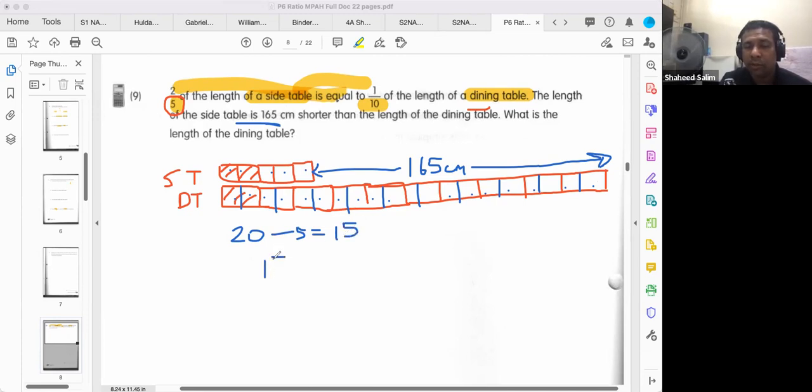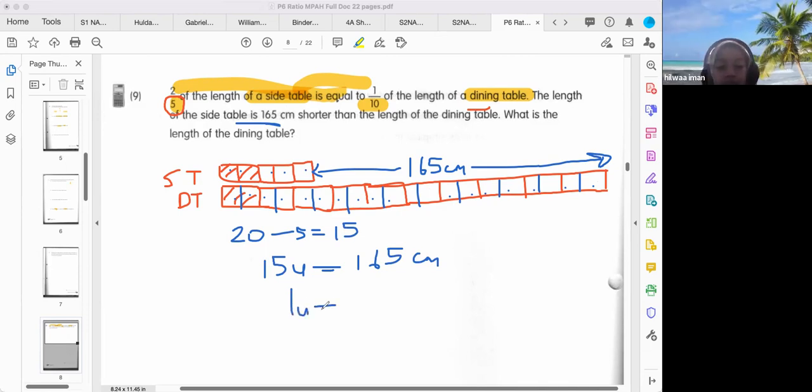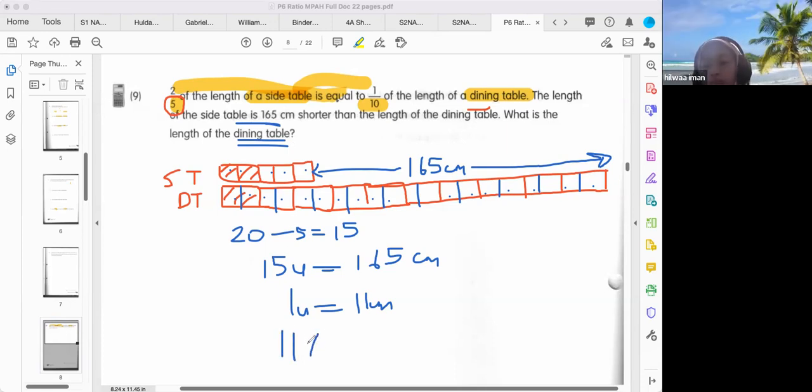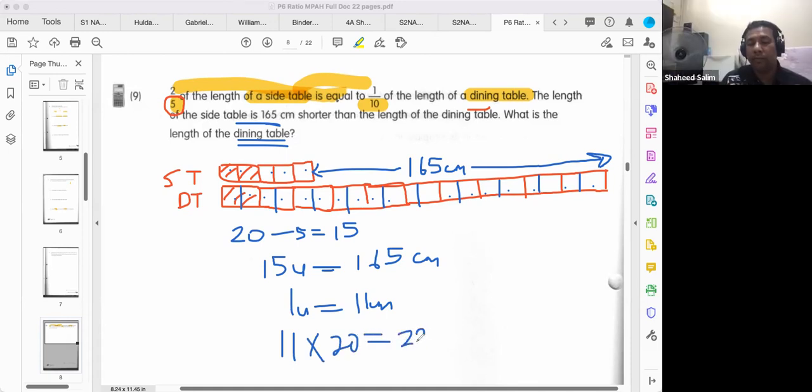This 15 units is equal to 165 cm. Please find out how much 1 unit is. 11 cm. So if you want to find the side table, 11 times 5 is 55. But they didn't ask you for the side table. They say, what is the length of the dining table? And your answer is? It's 220 cm. Yes. 220. Well done.